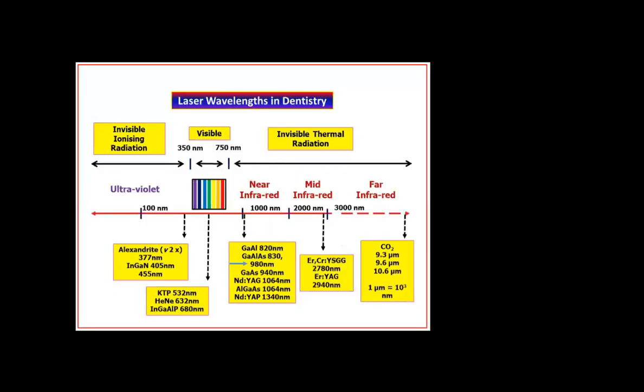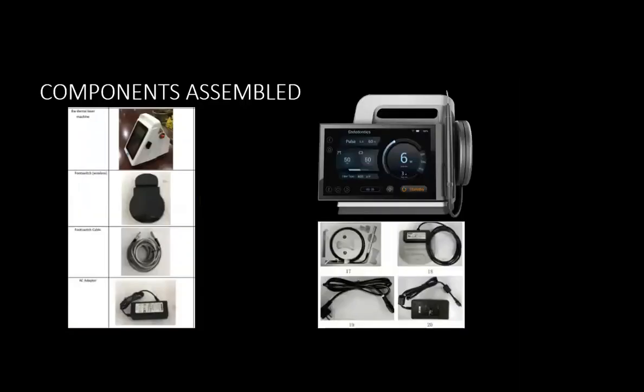Now, diode lasers fall in the near infrared zone, and that is why the common wavelength that you will be coming across when you buy a dental diode laser is the 980 nanometer diode laser. The entire lecture today will be focused on use of these diode lasers in various periodontal surgeries. Before we go about understanding the applications of diode lasers in periodontal surgery, let us first understand what are the different parts of a diode laser.